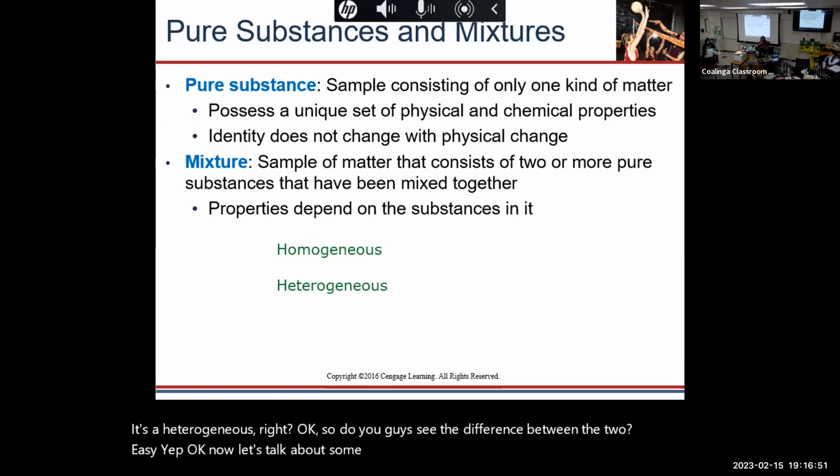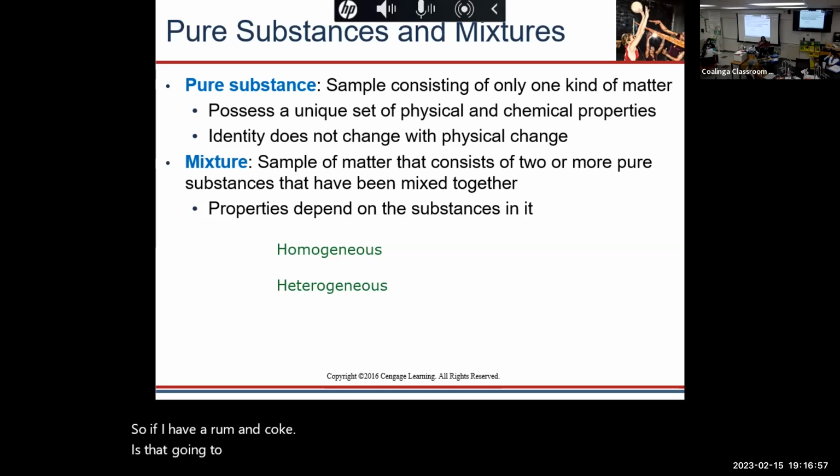What about rum and coke? If I have a rum and coke, is that going to be homogeneous or heterogeneous? Is rum dark? It's heterogeneous. Wait, you said rum and coke? Yeah, rum and Coke, like the drink, the cocktail.